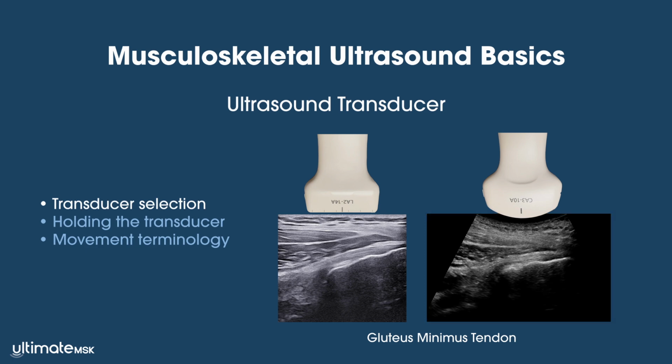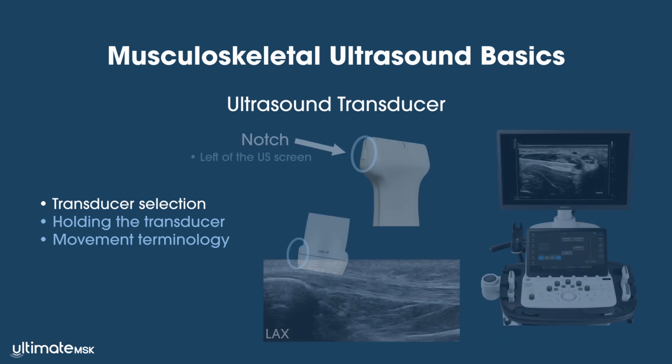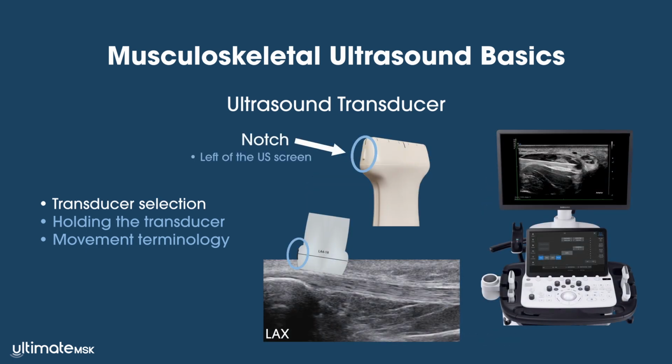Advances in ultrasound technology now enable linear array transducers to be used for most applications in musculoskeletal ultrasound. However, curvilinear probes remain valuable for imaging deep structures, such as the piriformis muscle in the deep gluteal space, or for ultrasound-guided procedures targeting deeper structures, such as a hip joint injection. Ultrasound transducers also have a notch located on one end of the transducer. This notch will correspond to the left of the ultrasound screen.